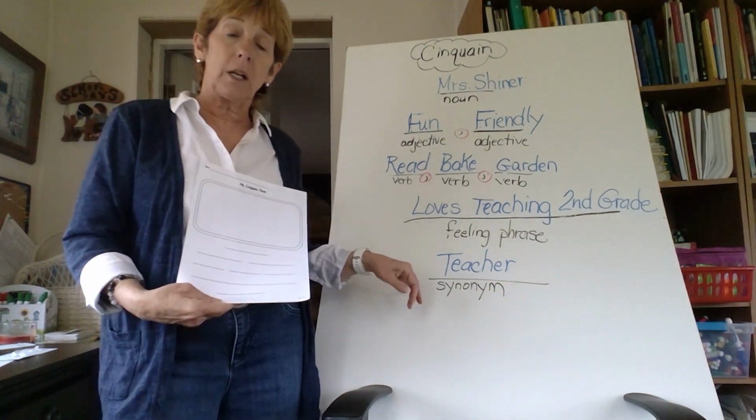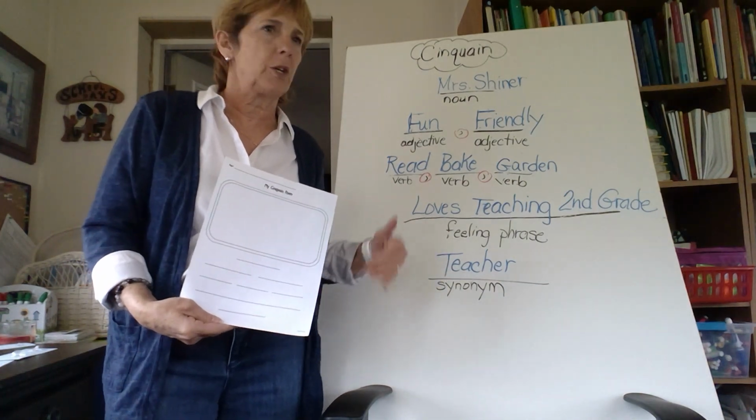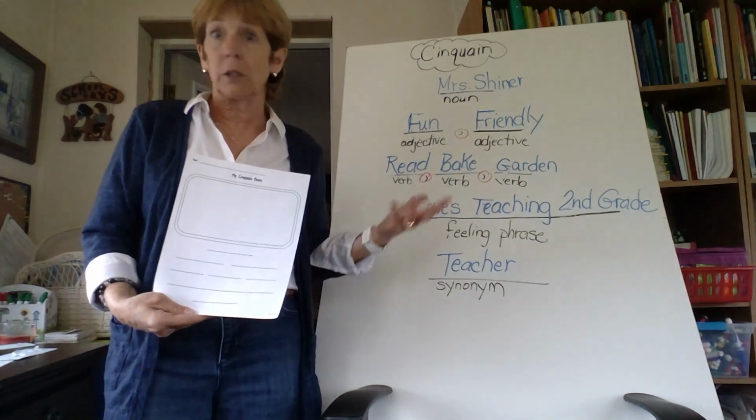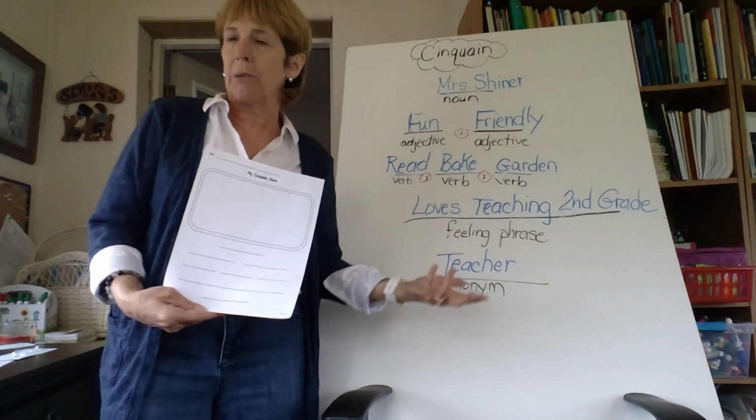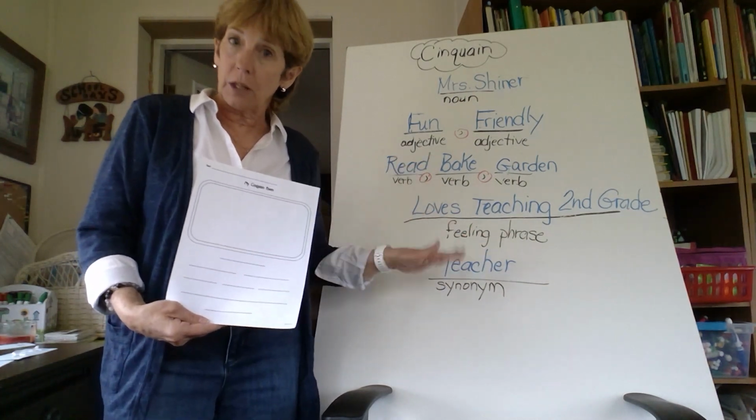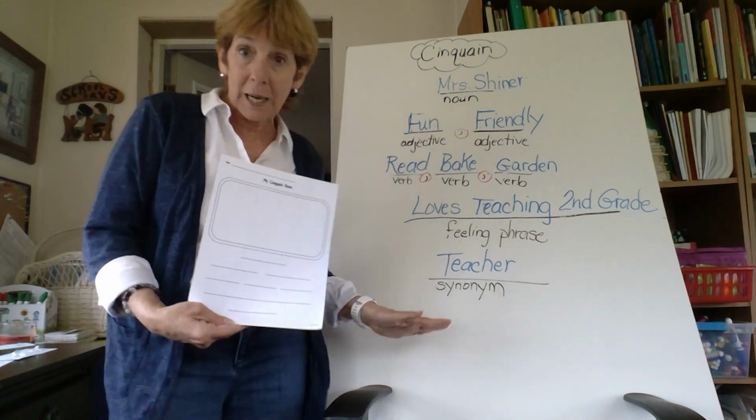When you get to the synonym, think about all the different things you are. You're a student, you're a soccer player, you're a friend, you're a boy, you're a girl, you're a son, a daughter, a brother, a sister. You have a lot of things you can choose there. I want you to think hard and use good vocabulary and make one of these for me.